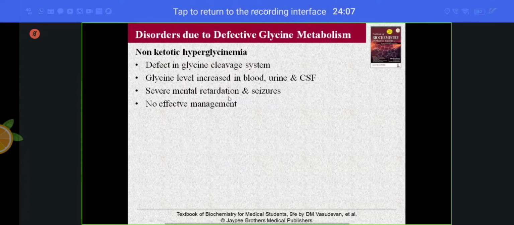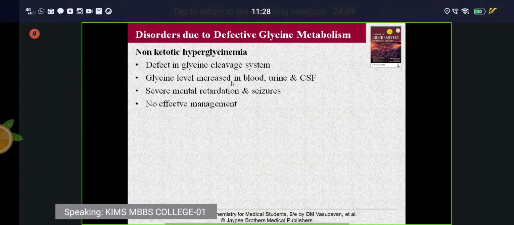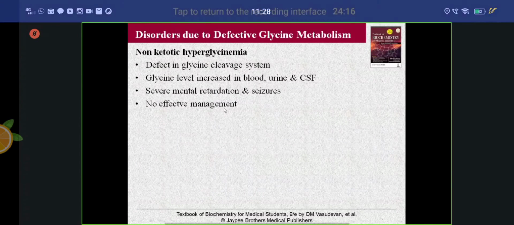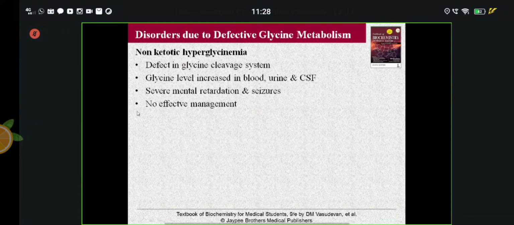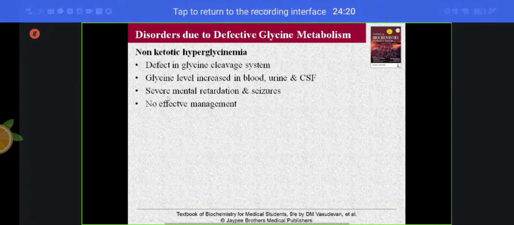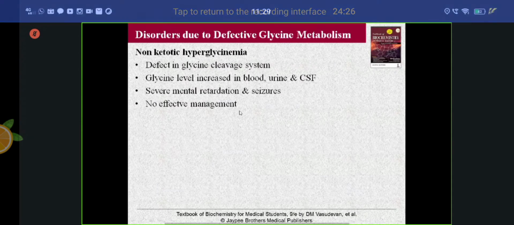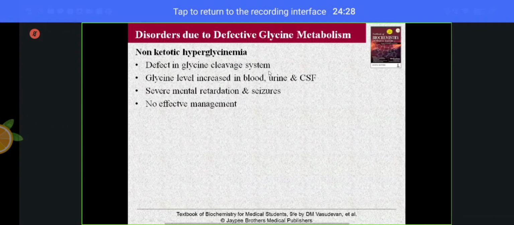So what happens to the child? The child presents with severe mental retardation and seizures, and we don't have any particular effective management. We have to find ways by which glycine can be removed from the diet. That's the only thing we can do. So non-ketotic hyperglycinemia is a defect in the glycine cleavage system.